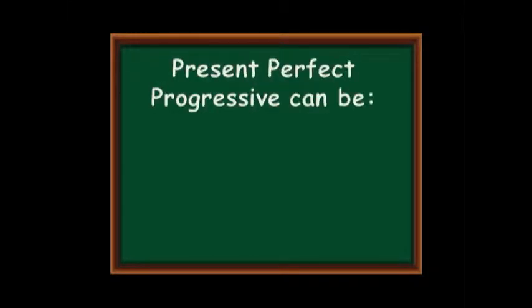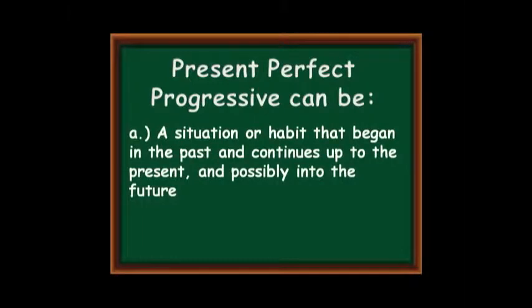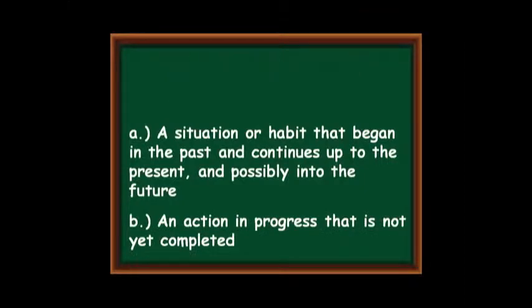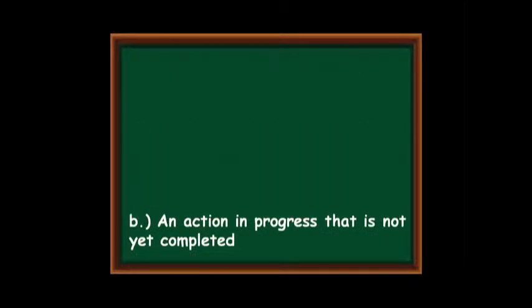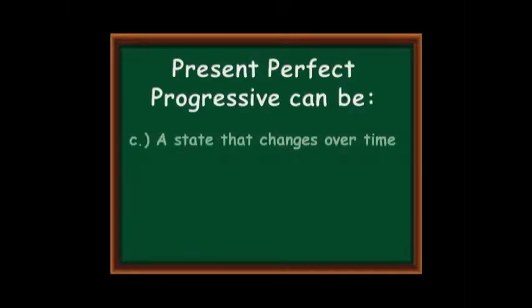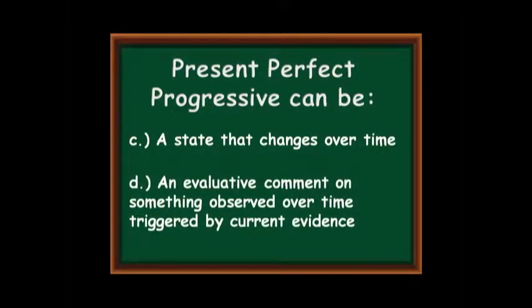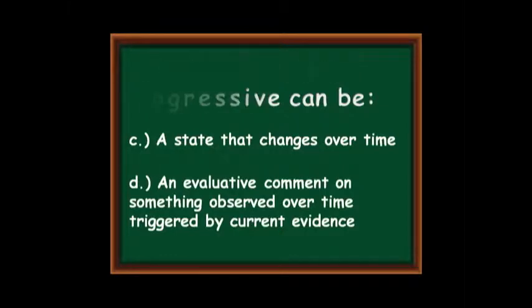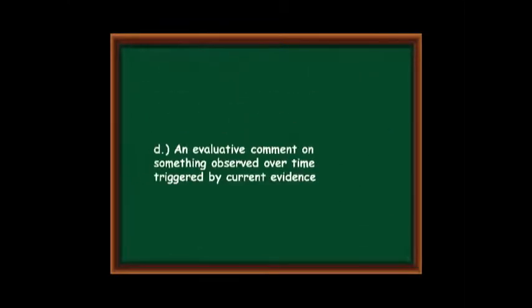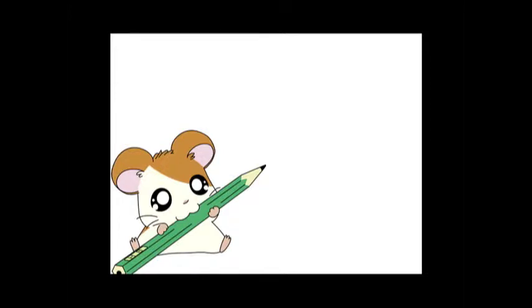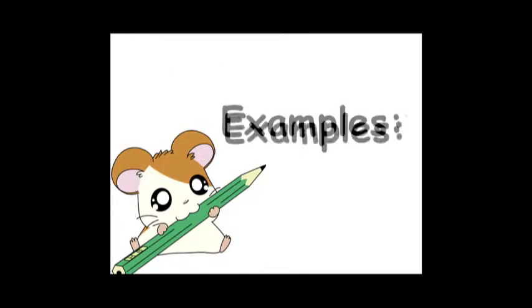Present perfect progressive can be: A, a situation or habit that began in the past and continues up to the present and possibly into the future; B, an action in progress that is not yet completed; C, a state that changes over time; or D, an evaluative comment on something observed over time, triggered by current evidence. Examples.